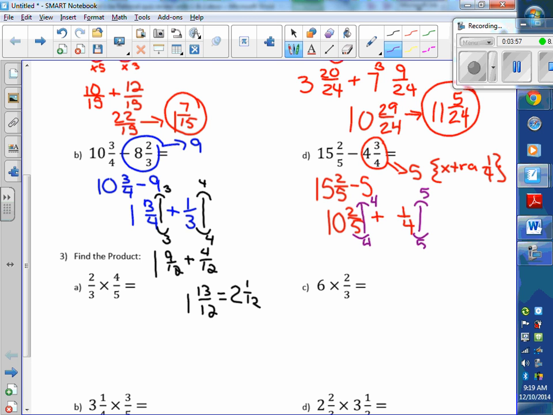I can see I need to give you a little more space tomorrow because I'm struggling with the space here. But it's a practice quiz. So this is 10 and 8/20 plus 5/20. 10 and 13/20.